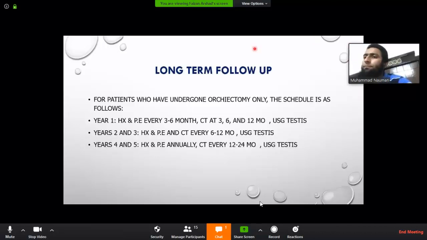And in the long-term follow-up, for the patients who have undergone orchiectomy only, the schedule is as follows. First year: history and physical examination every 3 to 6 months, CT at 3, 6 and 12 months, and ultrasound of the testes. Ultrasound is mandatory whenever the patient visits in the follow-up. In the second and third year: history and physical examination, CT every 6 to 12 months, and ultrasound of the testes. Fourth year: history and physical examination annually, CT every 12 to 24 months, and ultrasound along with it.